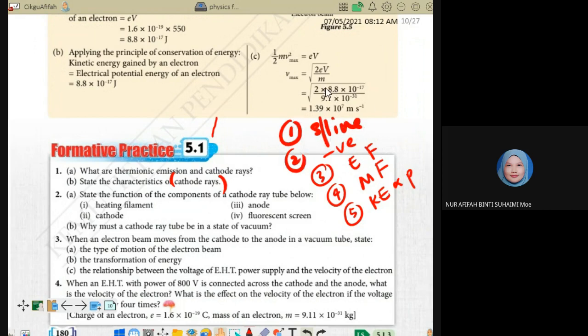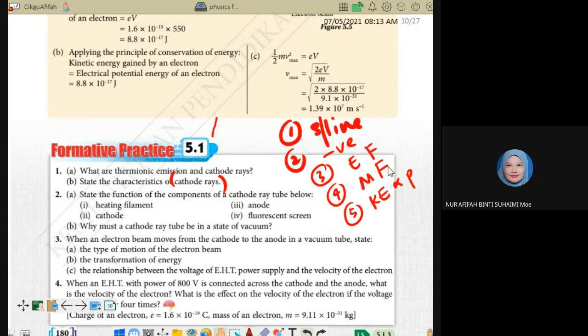Why do we know that it moves in a straight line? Because when we investigate with the Maltese cross tube, it will form a shadow on the fluorescent screen. So it means that the cathode ray moves in a straight line. Number 2, it is negatively charged because it bends toward the positive plate when using positive and negative electric plates, an electric field. Negatively charged. Number 3, it can be deflected by an electric field. Number 4, it also can be deflected by a magnetic field.